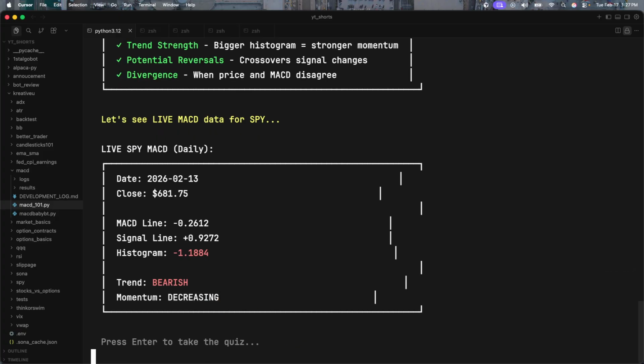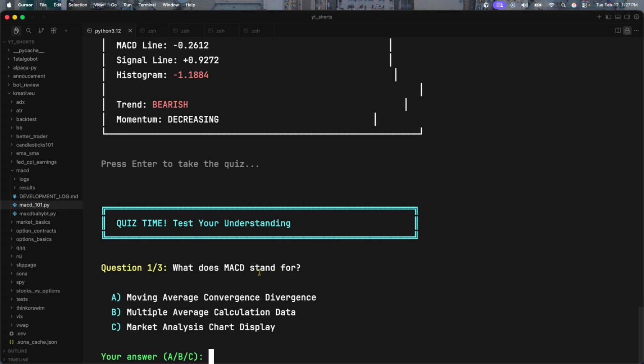So let's go ahead and jump into our quiz. What does MACD stand for? Is it moving average convergence divergence? I think I've heard that before. Is it multiple averages calculation data? That's interesting. Is it market analysis chart display? Interesting. Let's go ahead and go with the right answer.